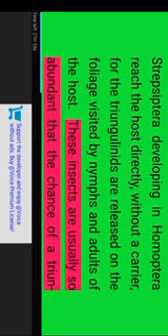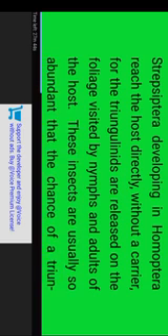Strepsiptera developing in Homoptera reach the host directly, without a carrier, for the triungulinids are released on the foliage visited by nymphs and adults of the host. These insects are usually so abundant that the chance of a triungulinid reaching a host directly is great. With hymenopterous hosts the aid of a carrier is advantageous, though possibly not essential. The larva within the cell, rather than an active stage of the host, must be reached.